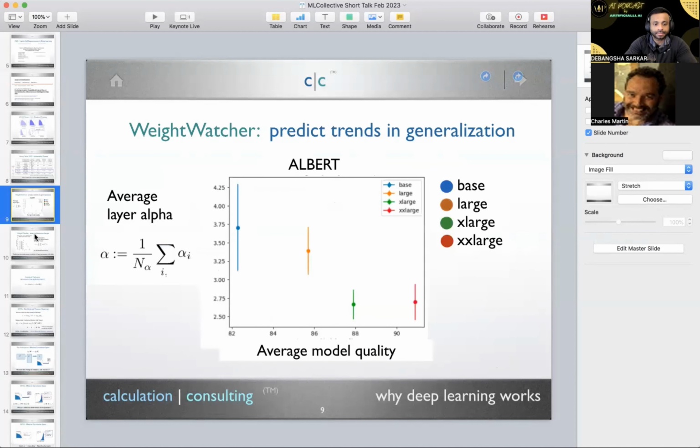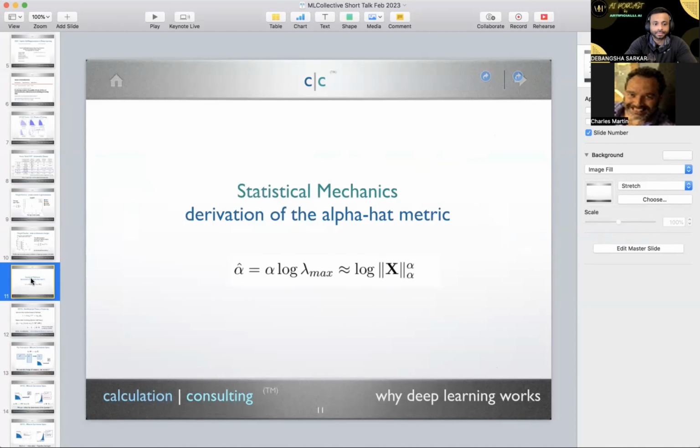So the idea here, here's Albert, WeightWatcher. Using statistical mechanics, you can derive the alpha hat metric, which is the general-purpose metric that we use.